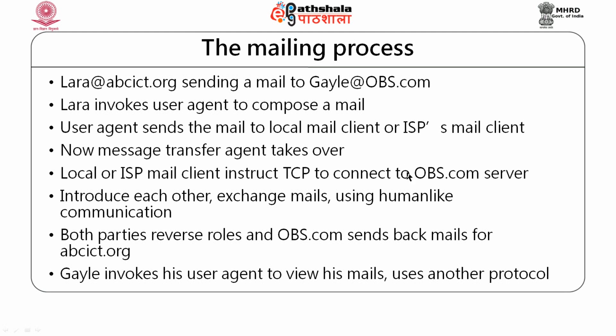Now, the message transfer agent takes over. The local ISP mail client will construct a TCP connection from abcict.org to obs.com. So, TCP does that job. We have already seen how TCP does that. Once that is done, both of the parties, obs.com as the receiving party and abcict.org as the sending party, introduce each other and exchange mails, and they use a human-like communication process. We will see what I mean by human-like.